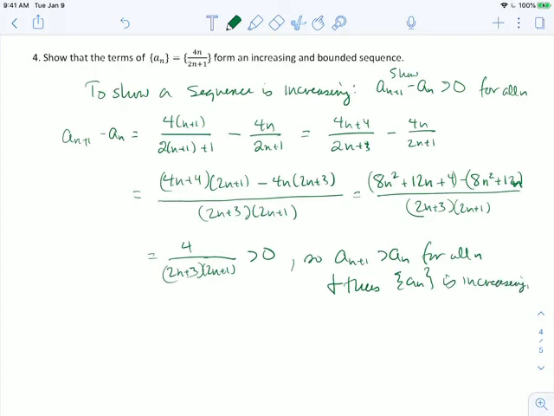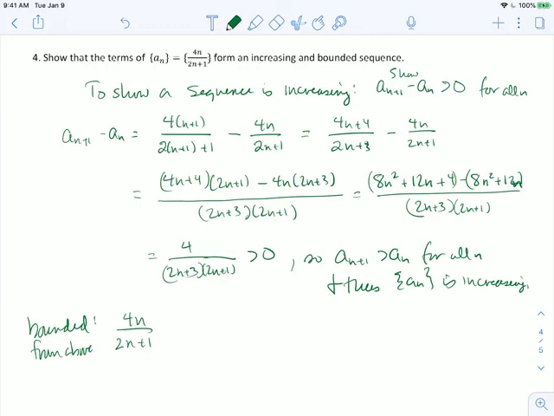Now, if it's increasing, to show that it's bounded, what I really mean is that it's bounded from above, that the terms don't grow any bigger than some number. And so let's take a look at this. So to show bounded, I'm going to show that it's bounded from above. I need to find a number that all these terms are definitely less than, or find a number that's definitely bigger than all these terms.